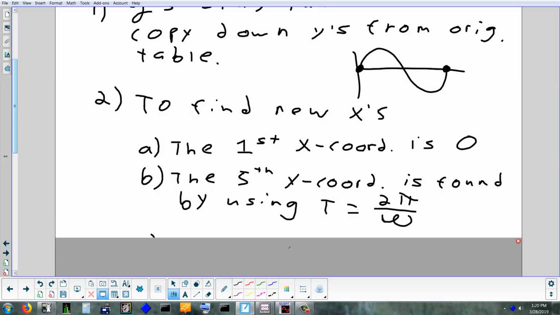Yep. So the 5th coordinate, which is the one at the end of the cycle. So all you got to do is figure out how far away is the end of the cycle. We already got a way to do that. Do 2 pi over omega. And that'll tell you where your cycle ends. Once you know where it starts and where it stops, the rest is pretty easy.